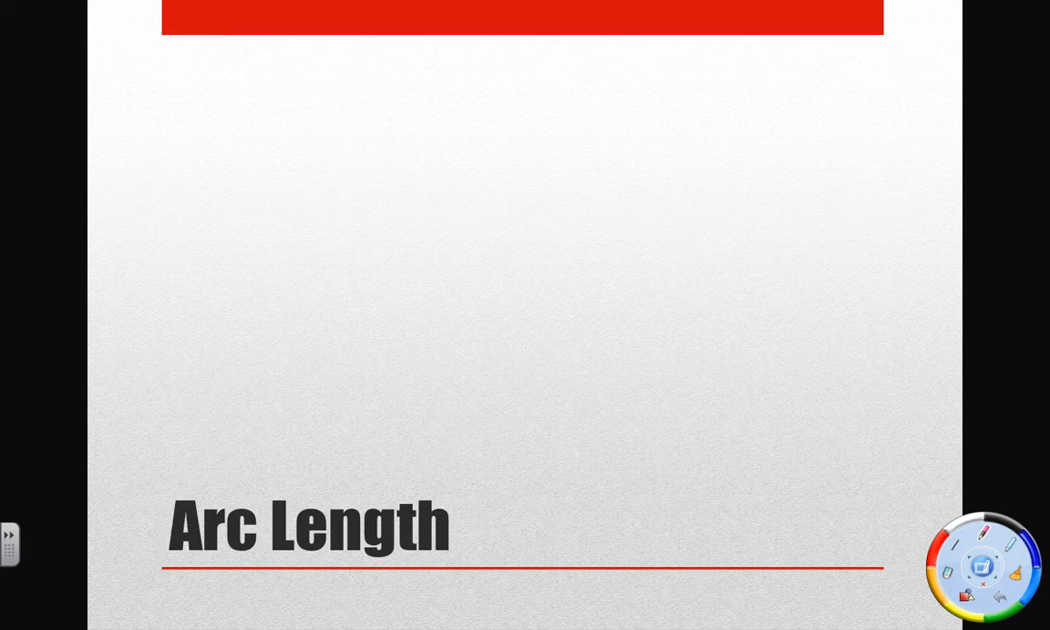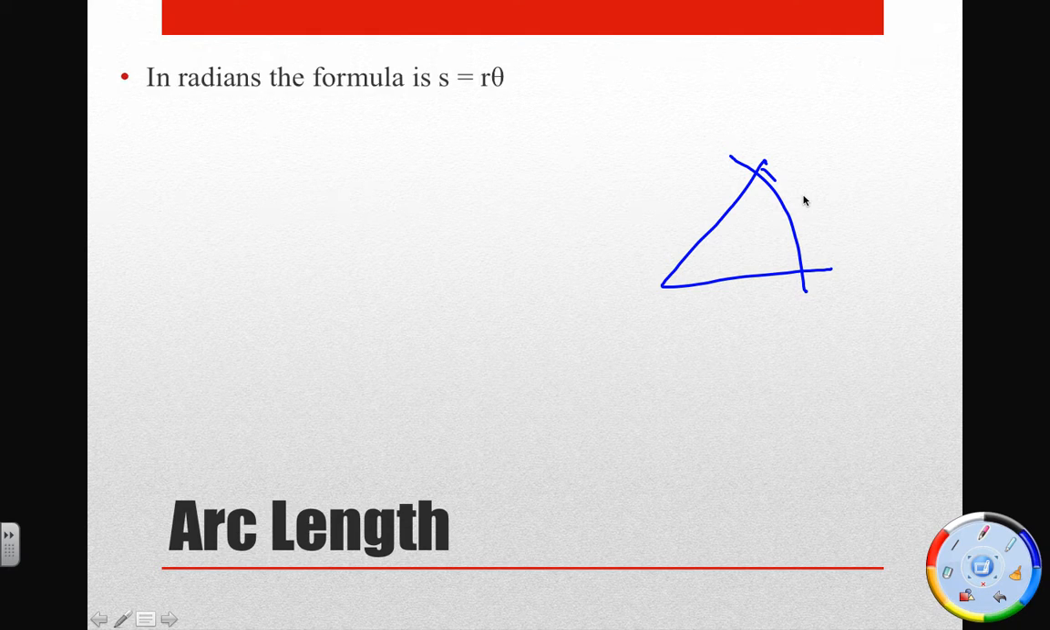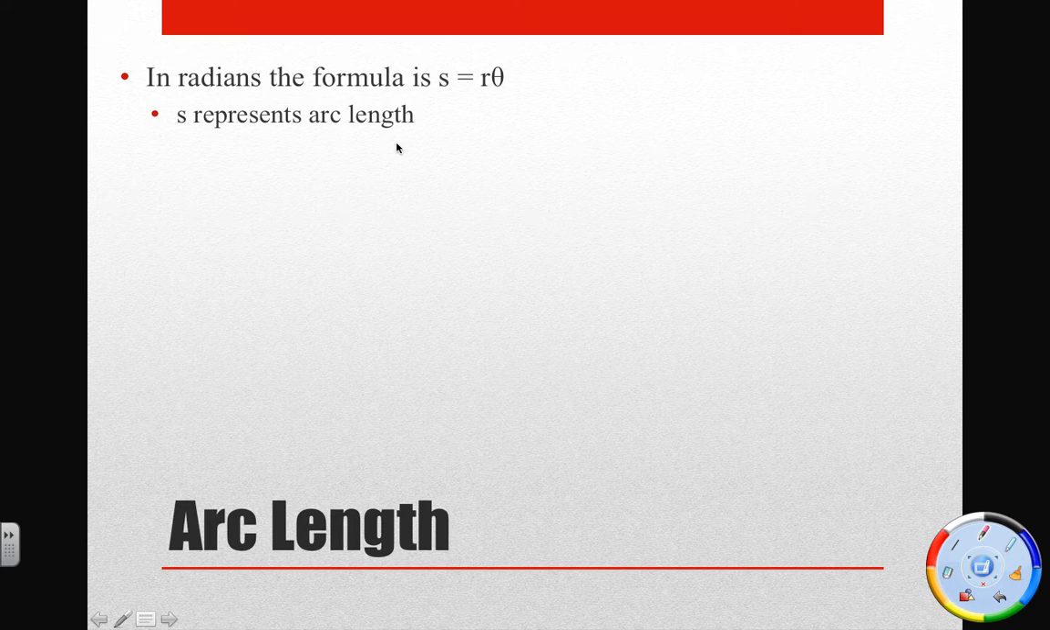All right, another little thing we're going to deal with here is what we call arc length. Now, you should know that arc length is, by definition, the length of an arc. So it's an angle that cuts through a circle, and that being the arc length there. The formula is really simple. The formula is S equals R times theta. S is the variable we use to represent arc length, R is obviously radius, and theta is the central angle.